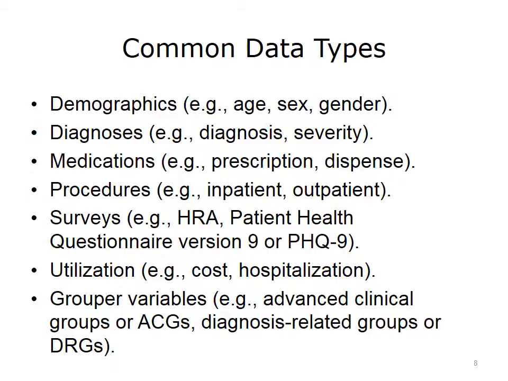And finally, a set of derived variables that categorize other variables into meaningful groups. These grouper variables are often generated by a variety of commercial and non-commercial applications. There is a long list of grouper data types, including advanced clinical groups, ACGs, diagnosis-related groups, DRGs, and others. In this lecture, we will focus on the demographic data types.